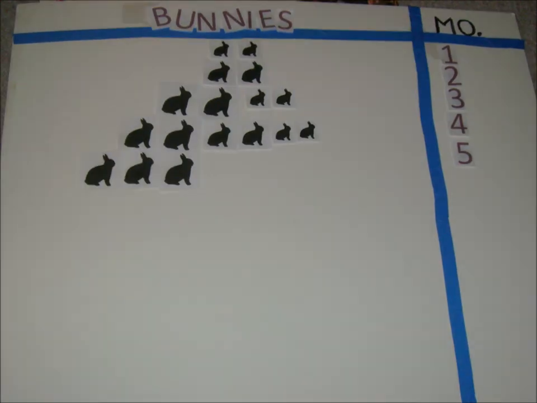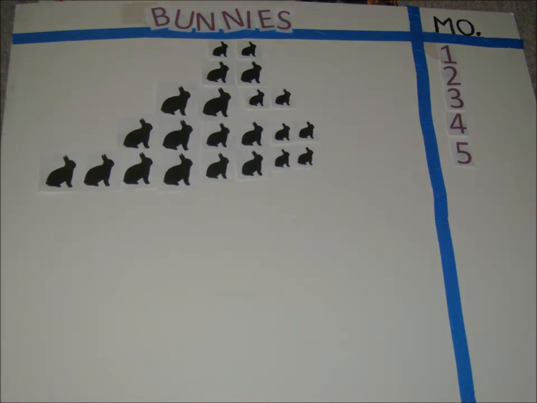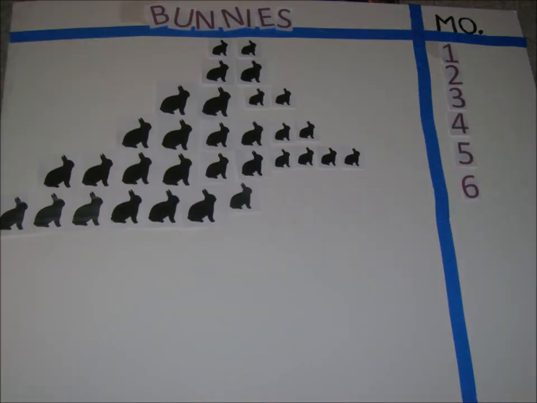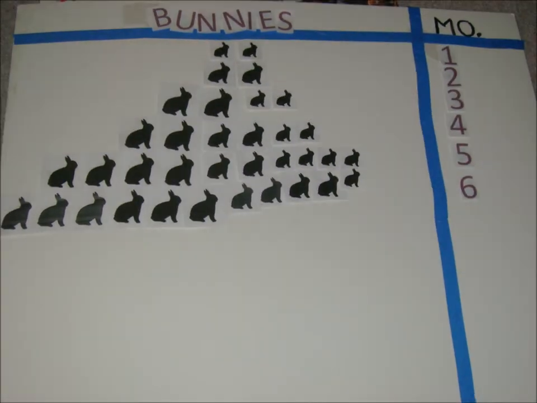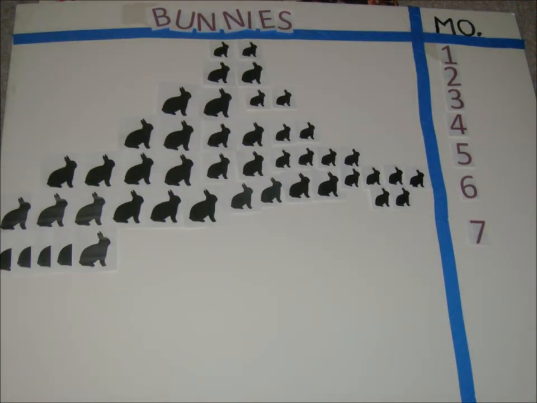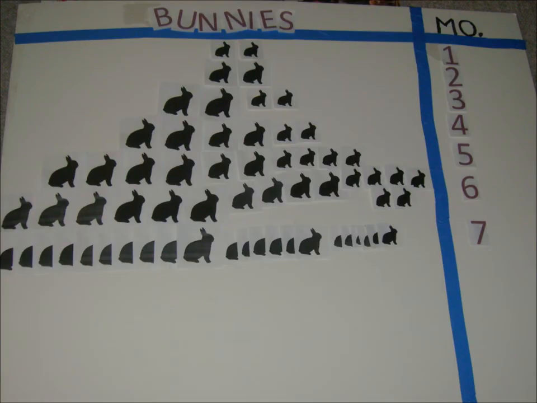In the fifth month, there were two pairs of adult bunnies, one pair of growing bunnies, and two pairs of baby bunnies, for a total of five pairs. In the sixth month, there were three pairs of adult bunnies, two pairs of growing bunnies, and three pairs of baby bunnies, for a total of eight pairs. In the seventh month, there were five pairs of adult bunnies, three pairs of growing bunnies, and five pairs of baby bunnies, for a total of 13 pairs.